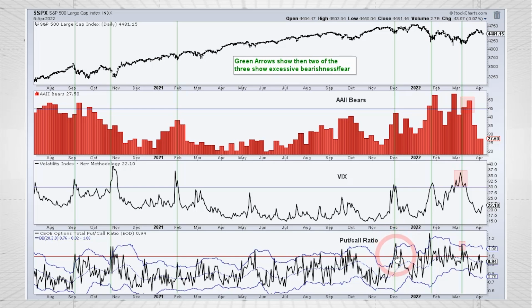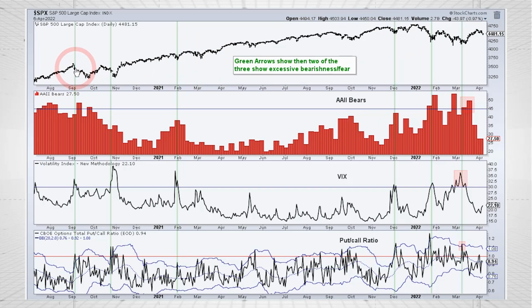And so what I did was when you get 2 of these 3 showing excessive fear or bearishness, you get a potential bottom, or you get an alert that says, hey, look out for a potential short-term reversal or short-term breakout. And so we got a nice one in December. We got a nice one there in late January, and we got a nice one there in early March. And then if we go back further, we can see in February 2021, we had one. There was nothing up for almost a year, up until December. So a long time without a signal.